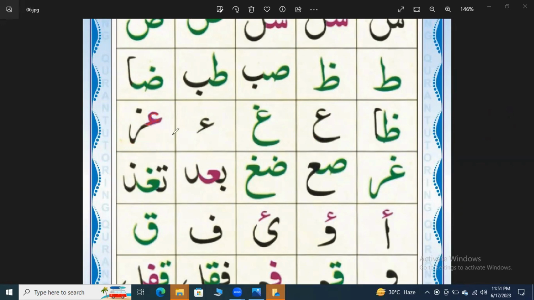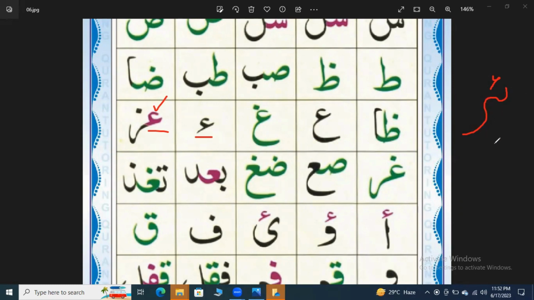Now Hamza. This Ain looks like Hamza, but Hamza is not written like this with other letters in joint form. Hamza will be written like this. There will be an extra shape, and on the top of that, Hamza will be written. This is an extra shape, and this one is Hamza, and this one is Ra.